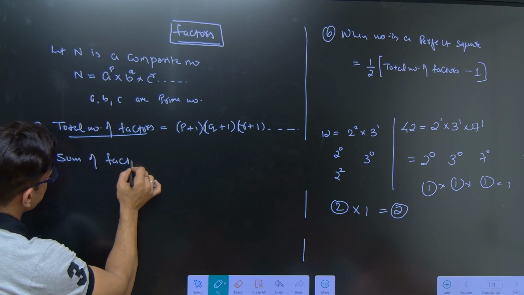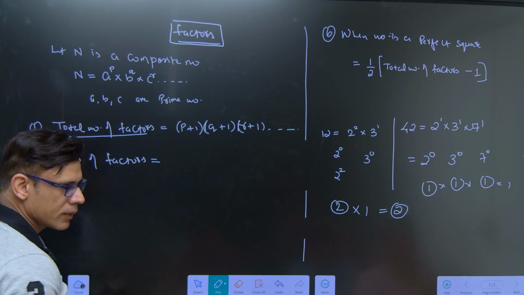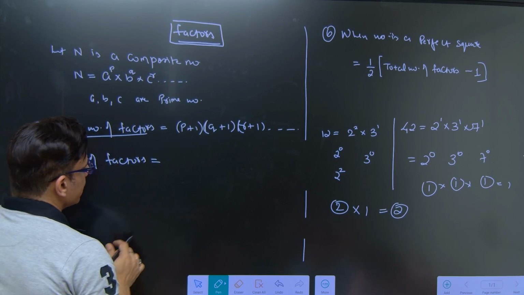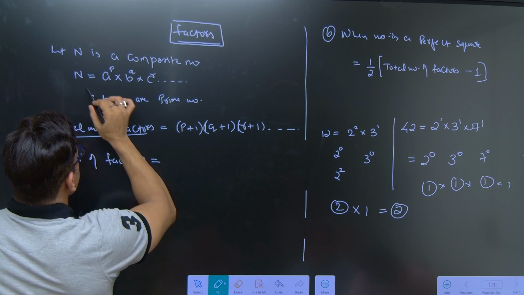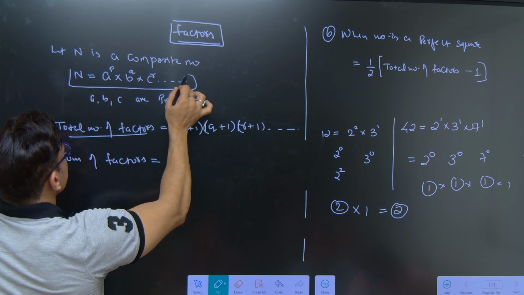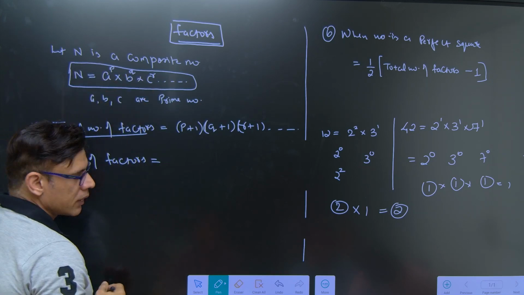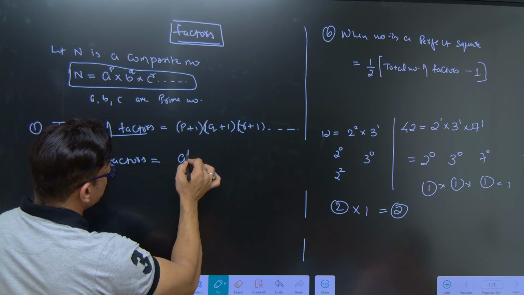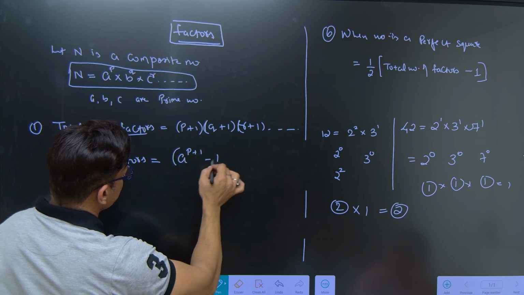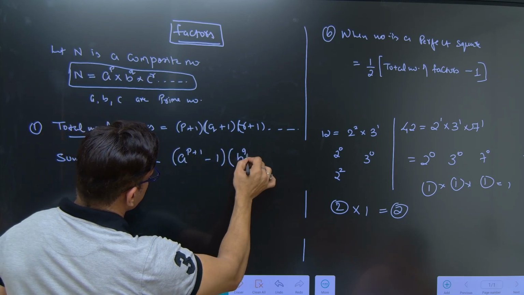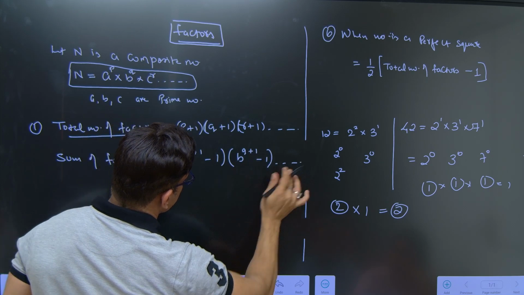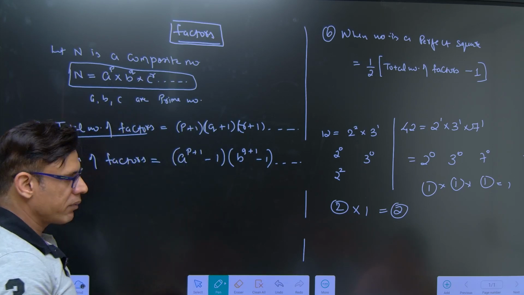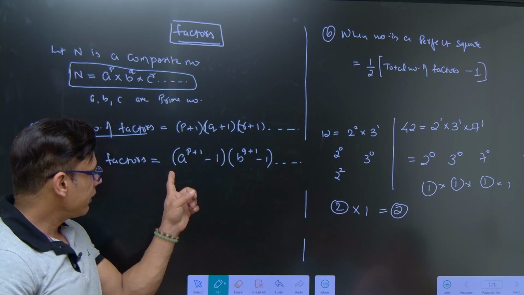Sum of factors, right? When you prime factorize a composite number, this is how you write it. So to find the sum of factors, first you have to prime factorize the number. Then you write a raised to the power p plus 1, whole minus 1, bracket, b raised to the power q plus 1, whole minus 1, and so on. That means whatever your power is, you add 1 to the power and then subtract 1 from the whole.